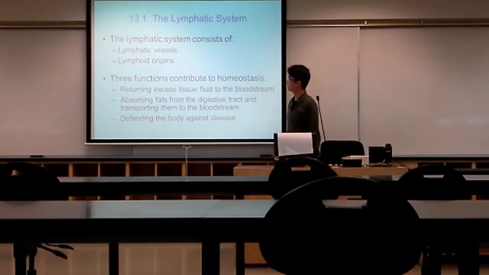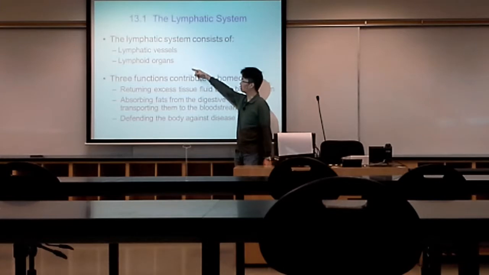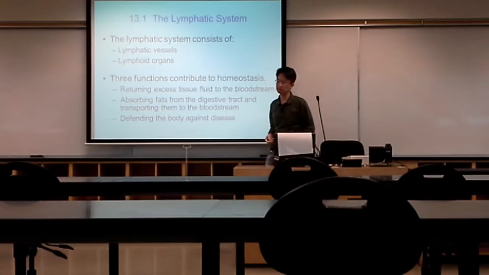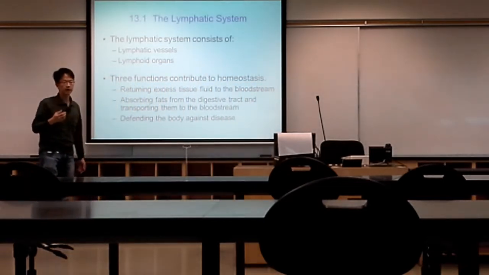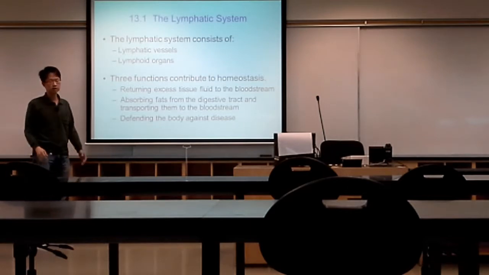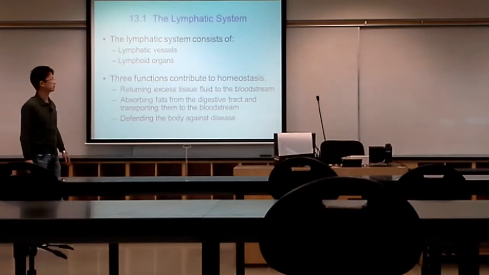The lymphatic system consists of vessels and organs, lymphatic vessels and lymphatic organs. Lymphatic vessels are very similar to blood vessels in that they have valves. They also transport fluid. The fluid that lymphatic vessels transport is called lymph, but the fluid that the blood vessels transport, of course, is called blood. Similar to the veins, both veins and lymphatic vessels have one-way valves.